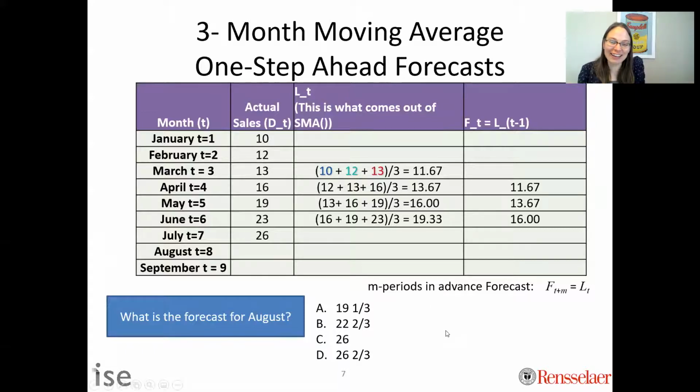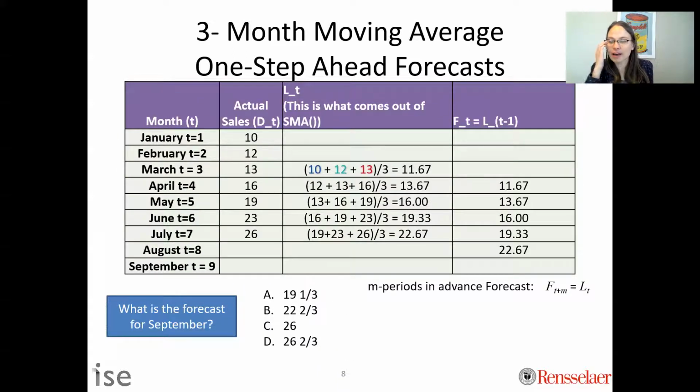Hopefully you figured out that the correct answer is B, 22 2/3. How do you get that? Well, that's the sum of 26 plus 23 plus 19 divided by 3. And that is the forecast for August. So the correct answer is B, 22 2/3.